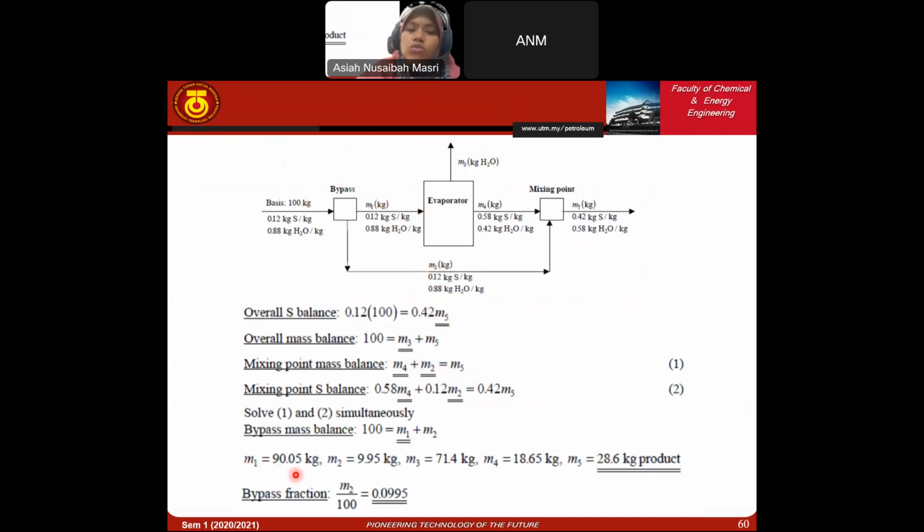We have M1 equal to 90.05 kilograms. M2 is equal to 9.95 kilograms. M3 equals 71.4 kilograms. M4 is equal to 18.65 kilograms. And M5, which is our targeted product, 28.6 kilograms. So how much is the bypass fraction? That will be M2 over our feed, 100 kilograms. Our M2 is 9.95, so 9.95 over 100 is equal to 0.0995. Now we have solved the second example.